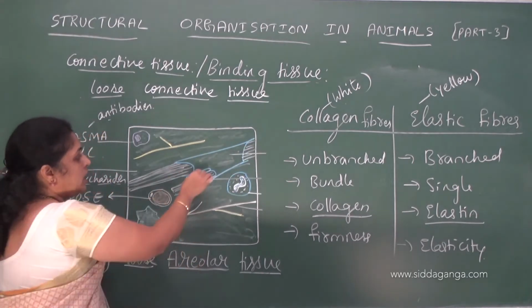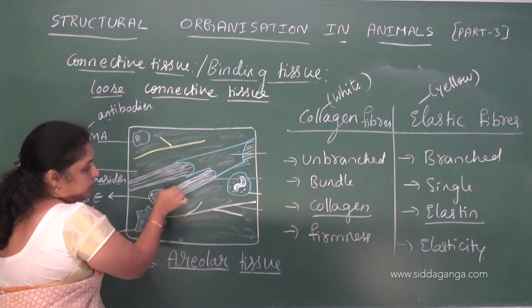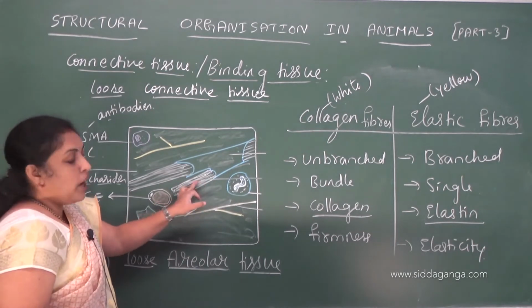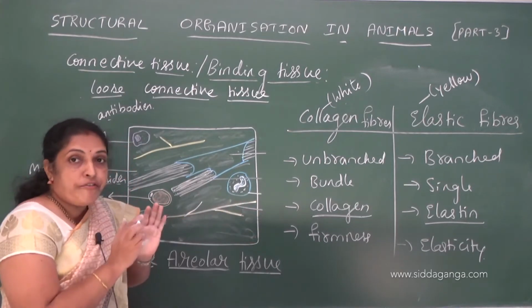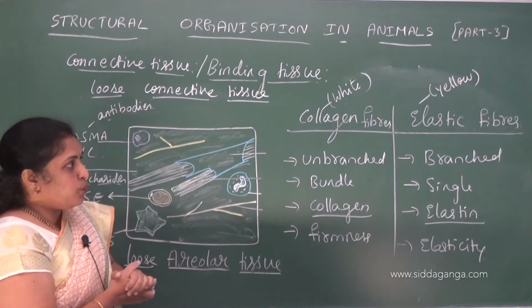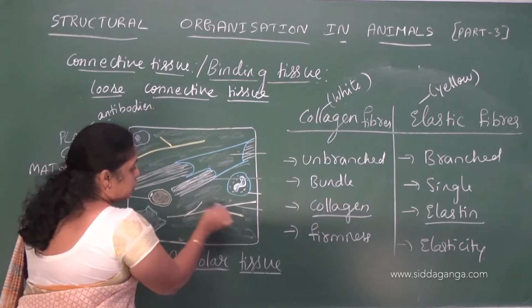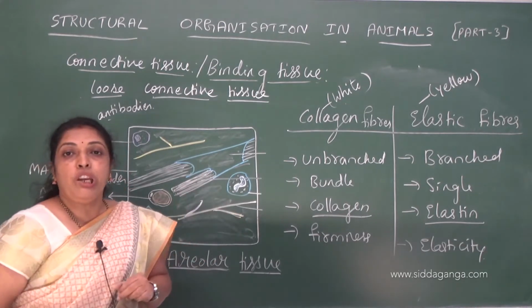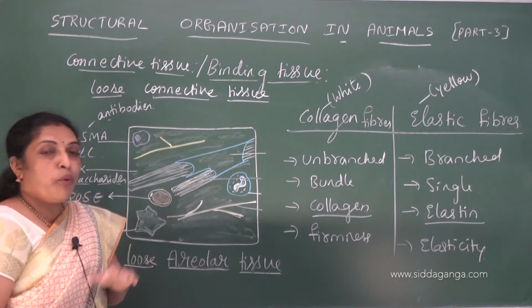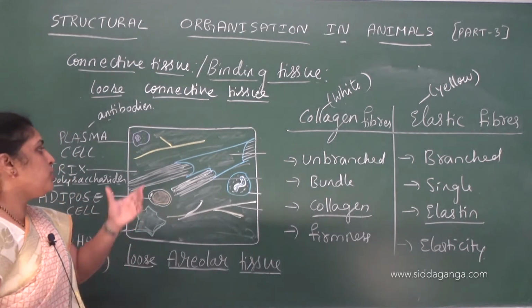Collagen fibers are unbranched and present in bundles. They are made up of a protein called collagen and they provide firmness to the tissue. Whereas elastic fibers are single and branched. They are made up of a protein called elastin and they provide elasticity to the tissues. Understood?